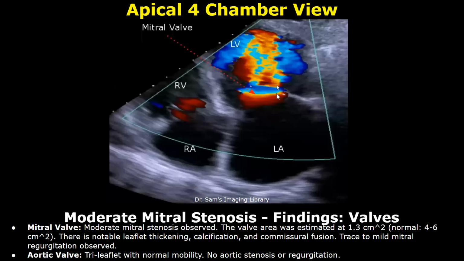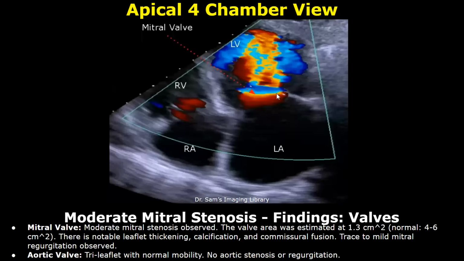These are the findings of the valves. Mitral valve, moderate mitral stenosis observed. The valve area was estimated at 1.3 centimeters squared, which is less than the normal range. There is notable leaflet thickening, calcification, and commissural fusion. Trace to mild mitral regurgitation observed.